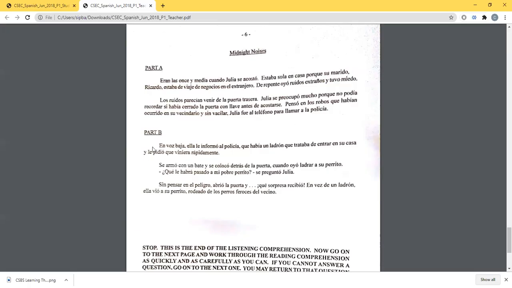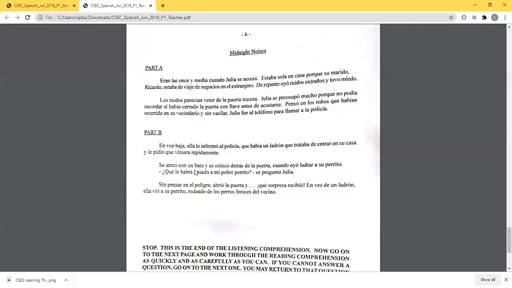Nice. Part B. En voz baja, in a very quiet voice, ella le informó a la policía. She told the police que había un ladrón que trataba de entrar en su casa. That there was a thief that was trying to enter her house. Y le pidió, and she asked them to come quickly, que viniera rápidamente. Viniera is imperfect subjunctive.